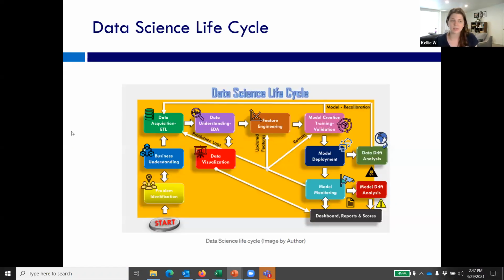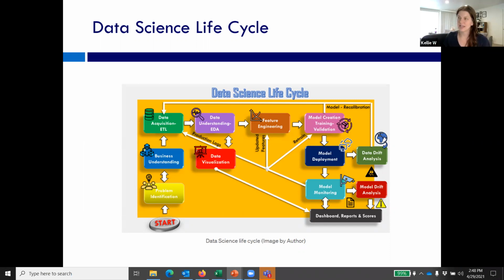Okay, so one of the articles that I shared with you and one of the videos was on the data science life cycle. And this life cycle is pretty standard across really any company, anywhere that you work that does analytics. You're gonna identify a problem. There's a lot of work that goes into the business understanding stage that's not always thought about until you're in real life working these problems.